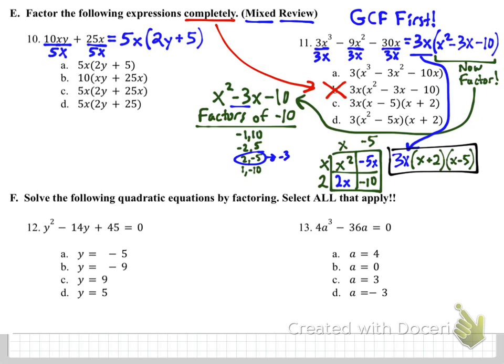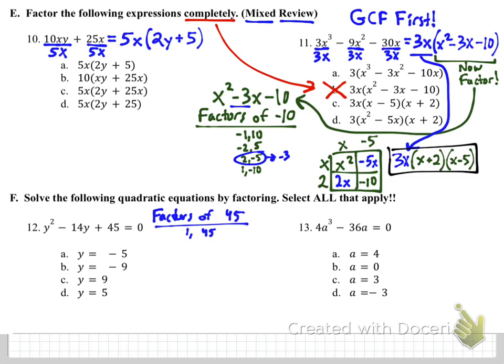For the last two questions, we need to solve the following quadratics by factoring. When I say solve, that means find the zeros, or the solutions, or the roots. And these are also a special kind of problem where you're selecting all that apply. Now, the first one we need to factor, so we're going to find factors of 45 because it's already set equal to 0, so that's good.